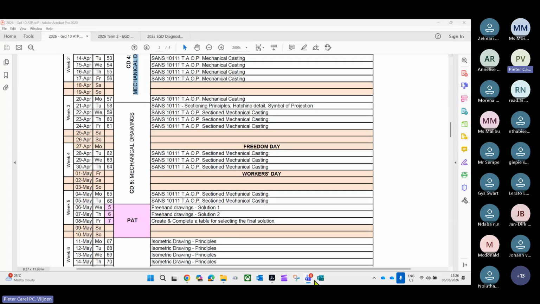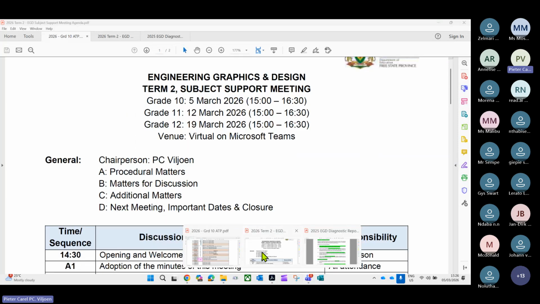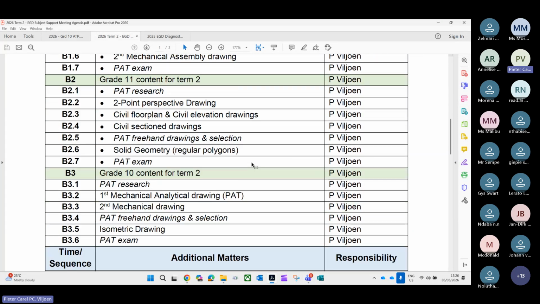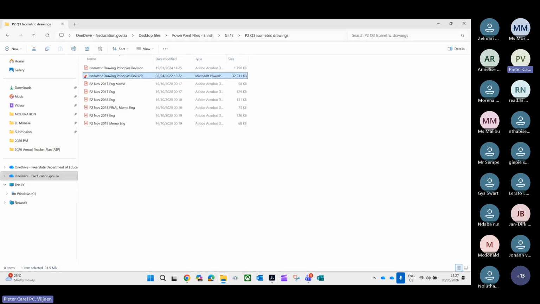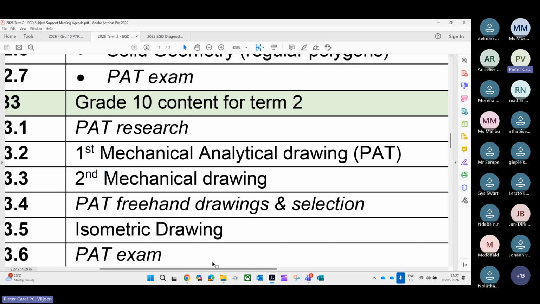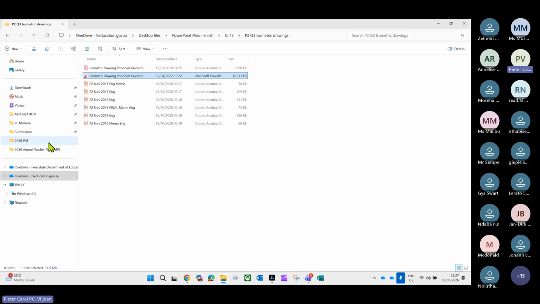I'm going to round off or finish off by indicating, all right, so this is what we are explaining. So therefore the PAT research, the mechanical analytical, mechanical drawings, PAT freehand drawings for next term, isometric drawings, and the PAT exam. And of course, this exam over here. This exam, I can perhaps mention that this exam is going to consist of, okay, so I thought I would be able to complete this part in another area.